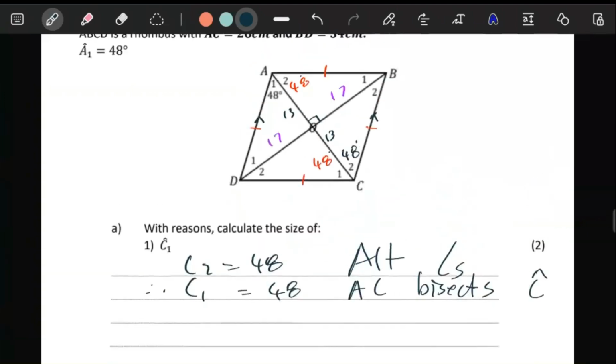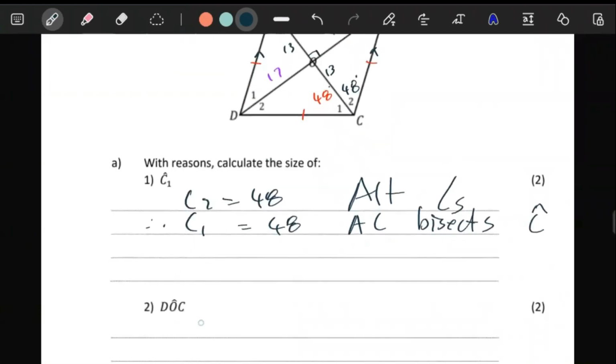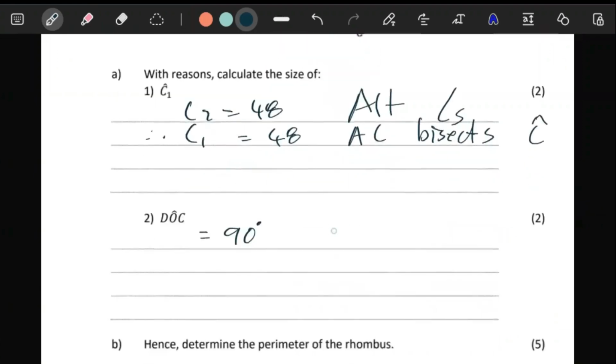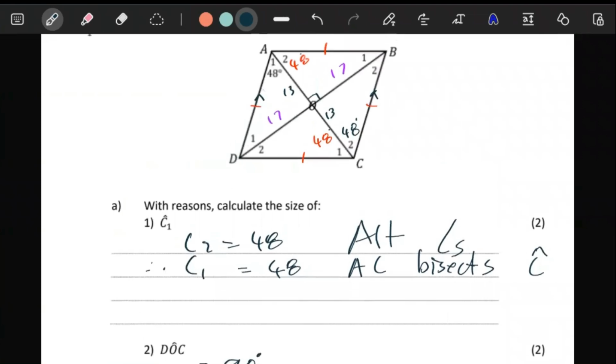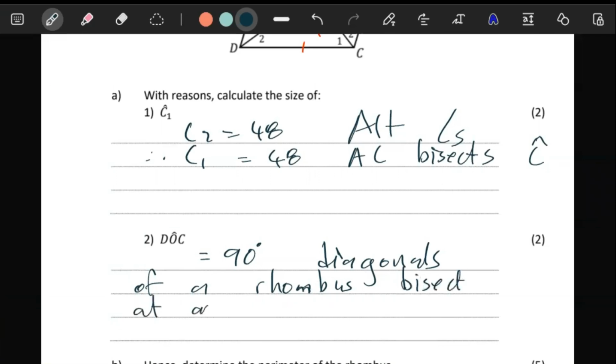Properties of a rhombus. They want us to get angle DOC. DOC is 90 degrees. The reason is diagonals of a rhombus bisect each other at an angle of 90 degrees.